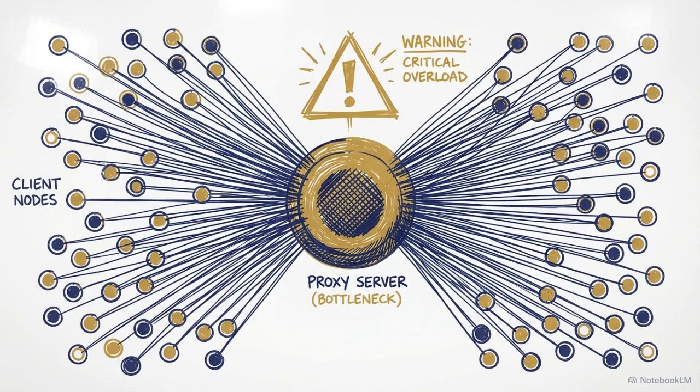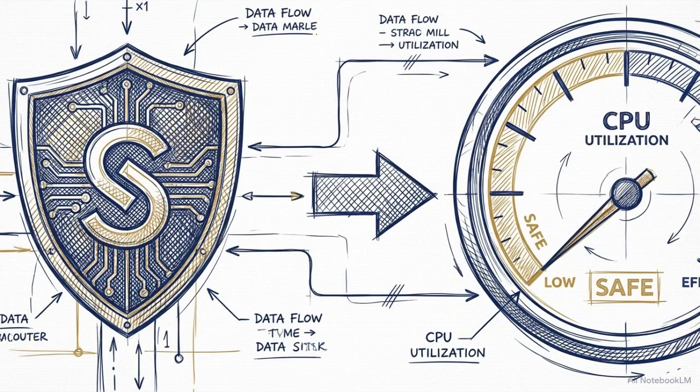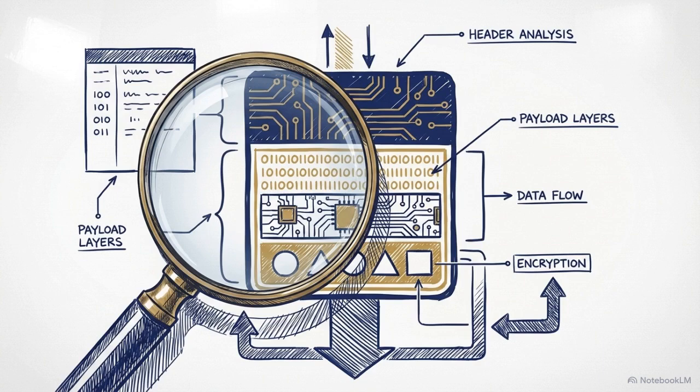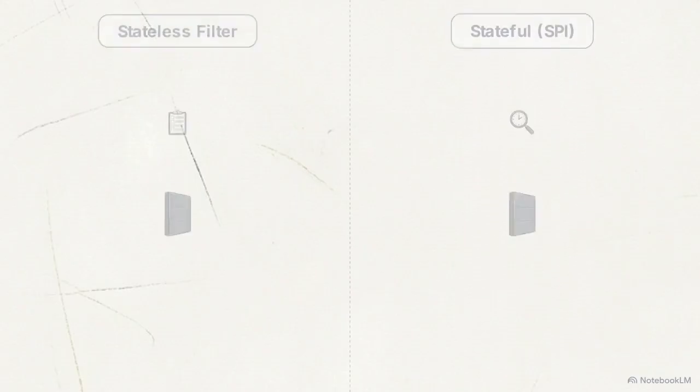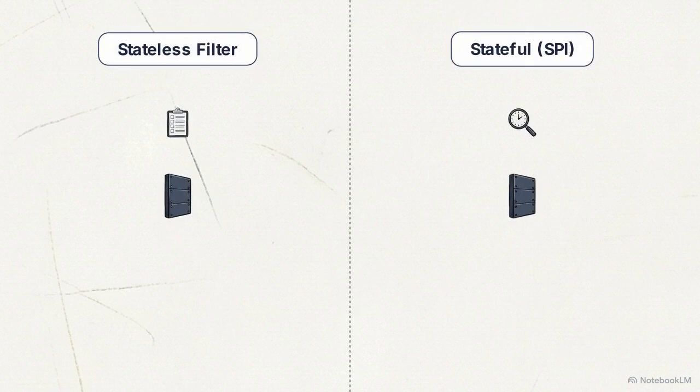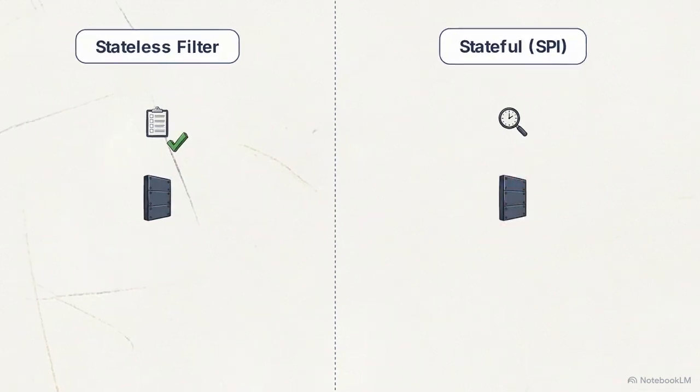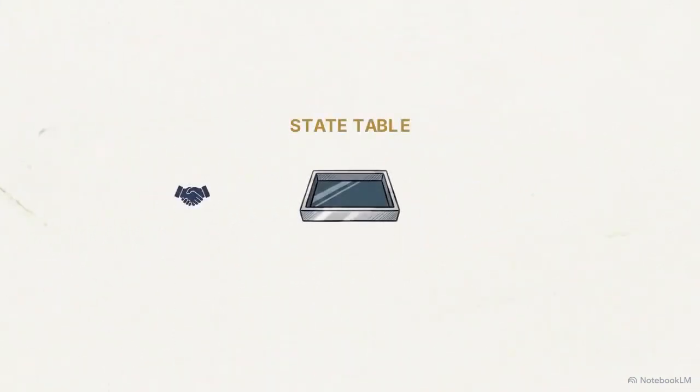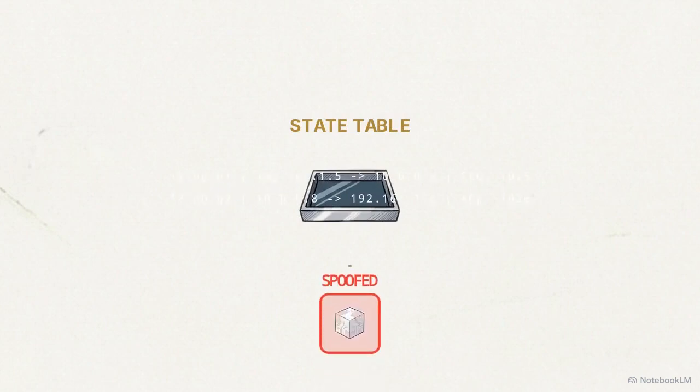The industry required a more efficient solution. The engineering problem was clear. How do you achieve near proxy levels of security without the crushing CPU latency? The industry standard answer is stateful packet inspection, or SPI. SPI analyzes the historical context of the entire IP conversation. When a spoofed packet arrives, a basic filter passes it, but SPI rejects the threat. It uses a dynamic state table to track the TCP handshake and preceding packet sequence.